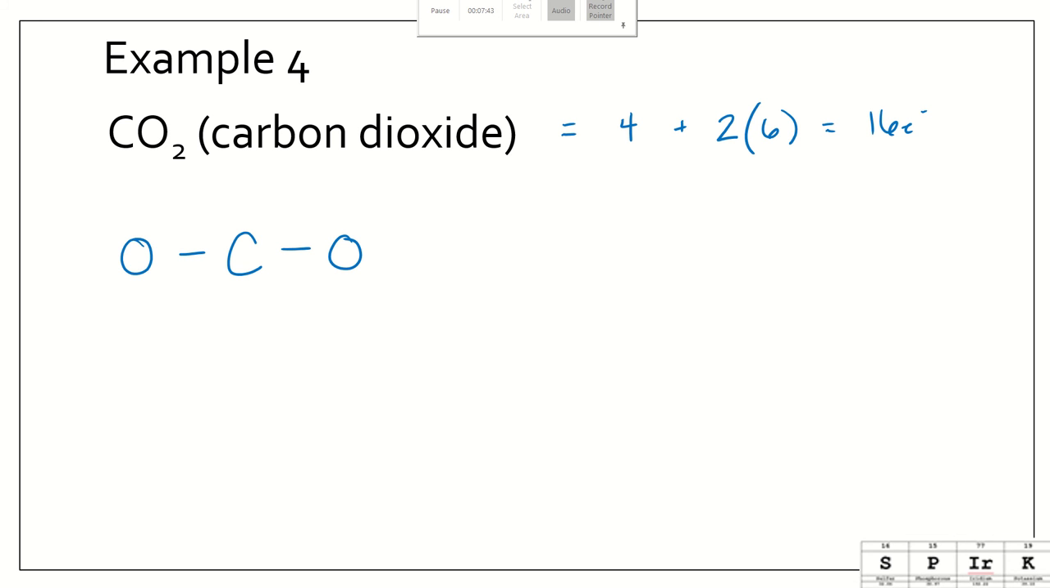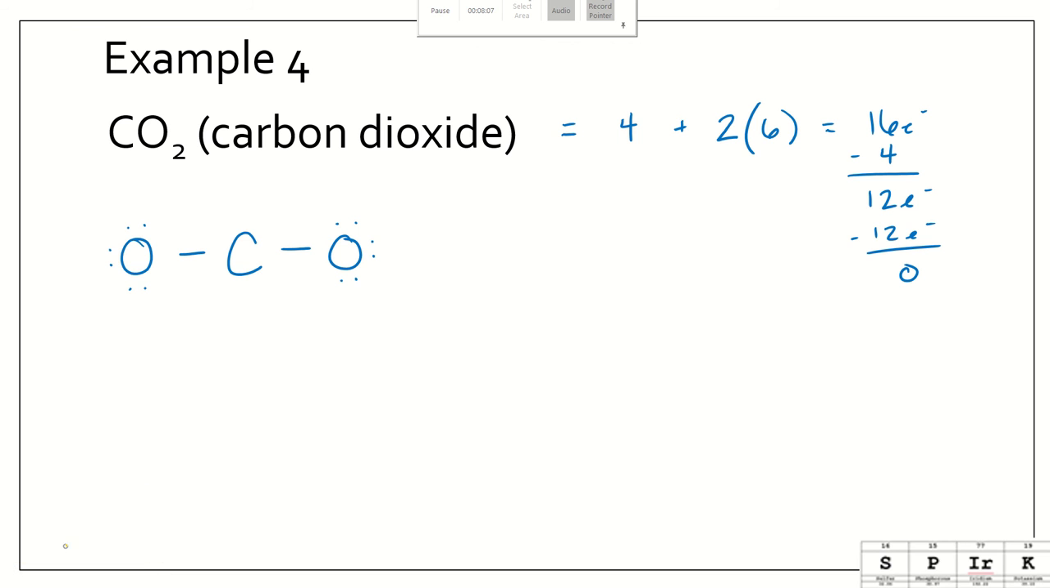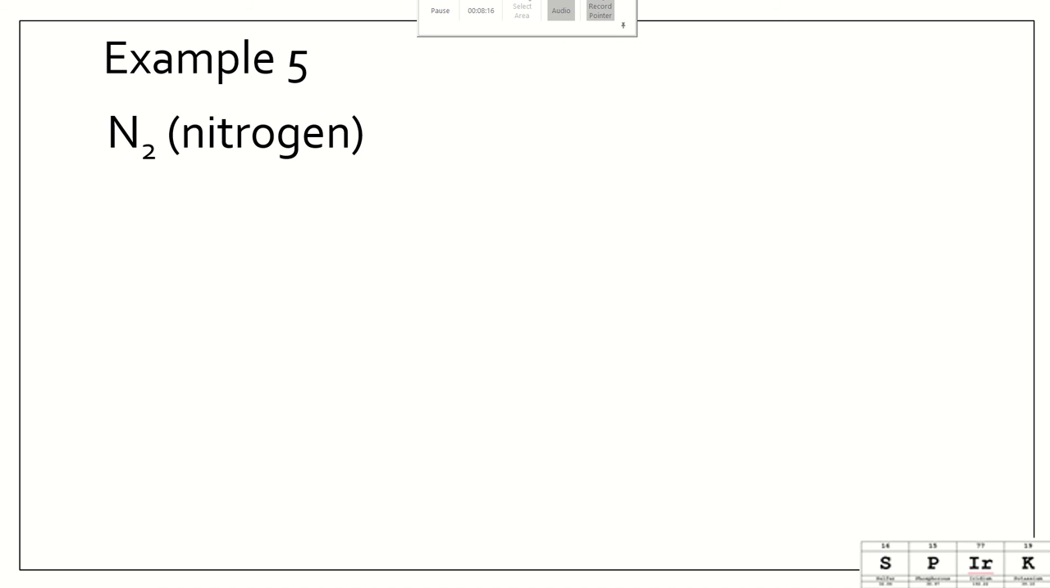Draw in our single bonds first. That used 4 electrons. Then we place those 12 around our outer elements first. 1, 2, 3, 4, 5, 6, 7, 8, 9, 10, 11, 12. So we've used all of our electrons, which is great. Now let's check our octet. If we look at this oxygen, it has 1, 2, 3, 4, 5, 6, 7, 8 around it. That's happy. Check this oxygen.